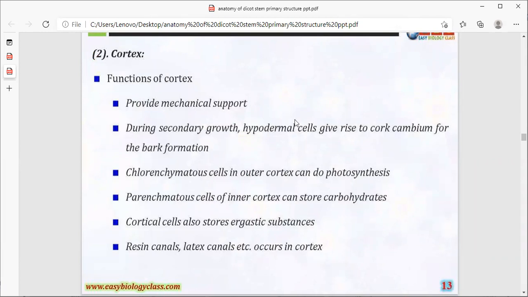During the secondary growth, hypodermis gives rise to cork cambium, and there is a formation of bark. This cortex, especially the outer cortex, is made up of collenchyma cells that can do photosynthesis, while the inner cortex is made up of parenchymatous cells. It is used for the storage of food material, that is, it stores carbohydrate.